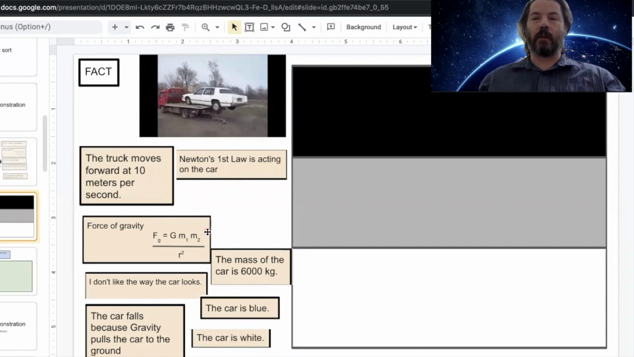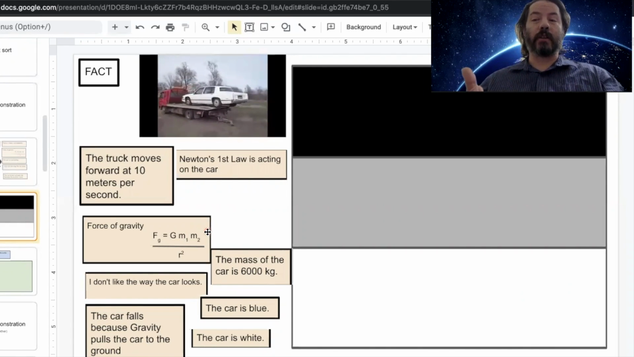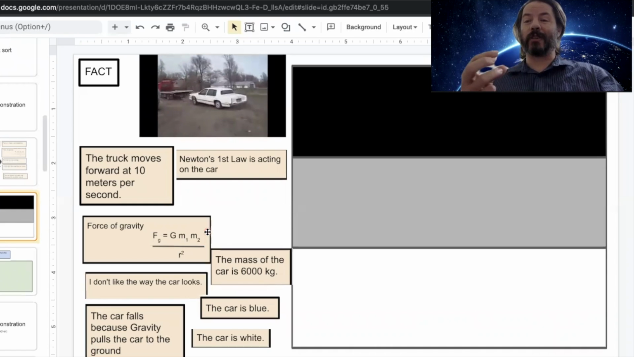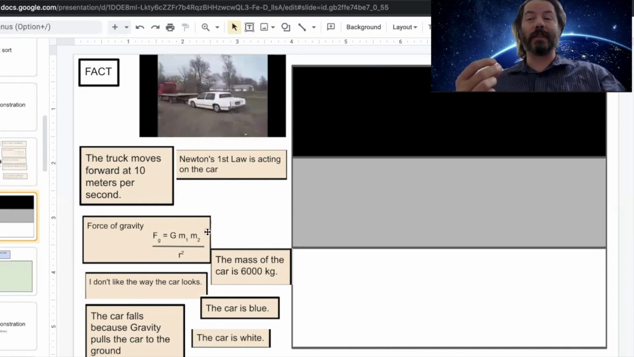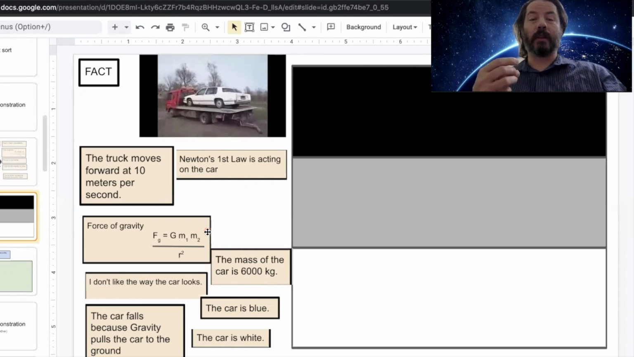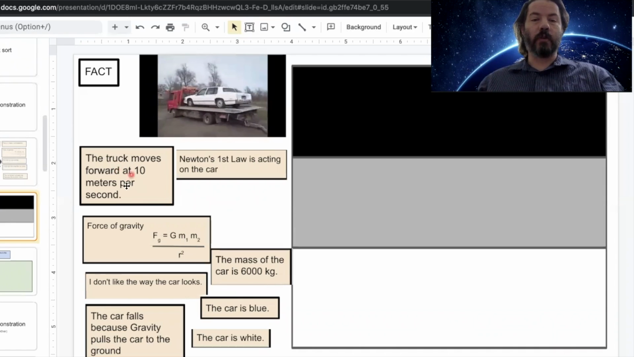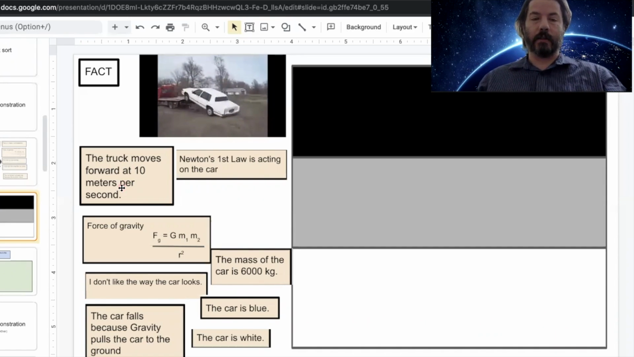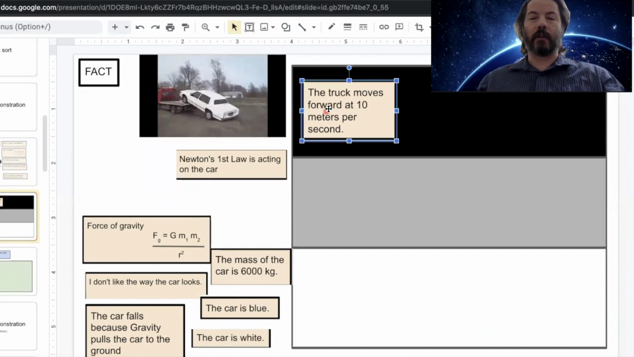Facts are observed. They can be measured. They're usually quantitative or qualitative. What I'm looking for is qualitative, which is like a description or a comparison, or quantitative, which is a number that deals with the object. So first one, the truck moves forward at 10 meters per second. That has a number. That sounds like a fact to me.